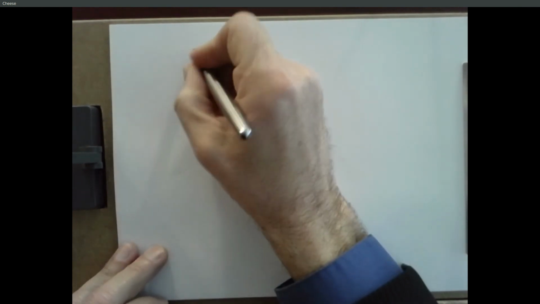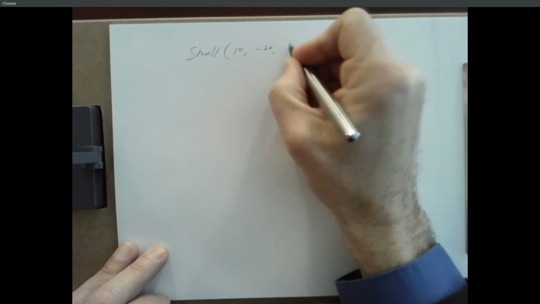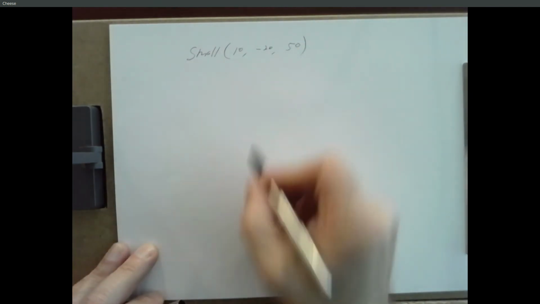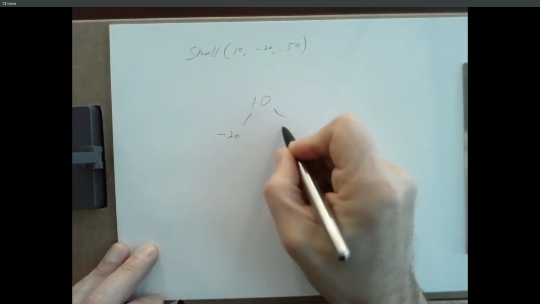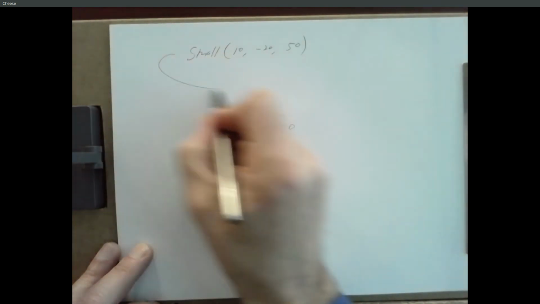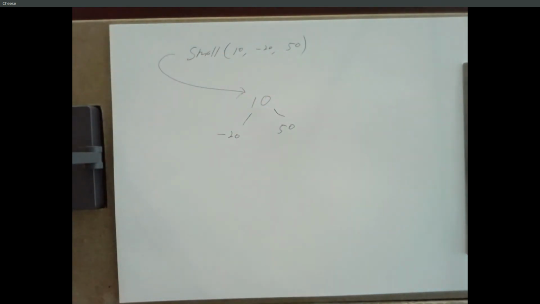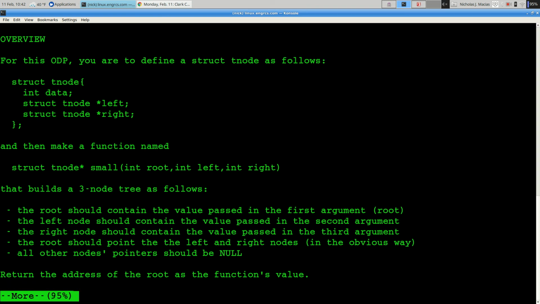So if you say small, I don't know, 10, negative 20, and 50, that should build a tree that looks like this. And it should return the address of that root. So take 3 integers, build a tree, there's the details of it, return the address of the root.